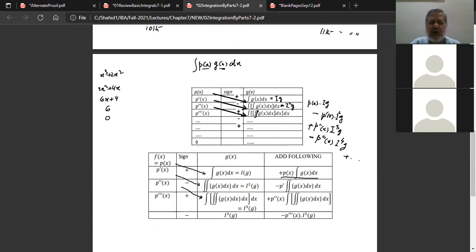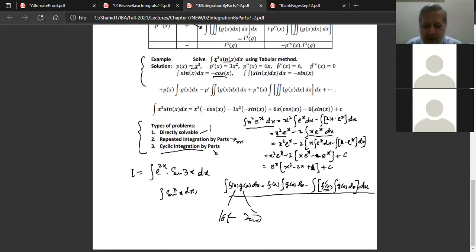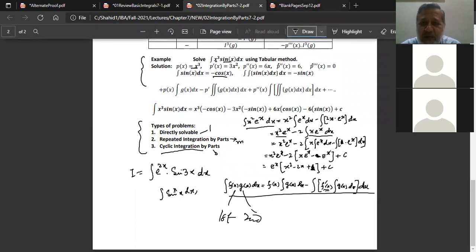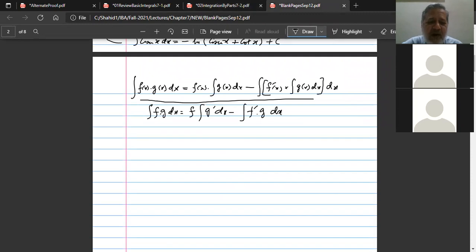One last issue before we can demonstrate more examples is: in any arbitrary question, when we are given a problem, which function should be taken as the first function and which can be taken as the second function. So I start with an example. Integral x sine inverse x. Now, which function has to be the first function and which has to be the second function?